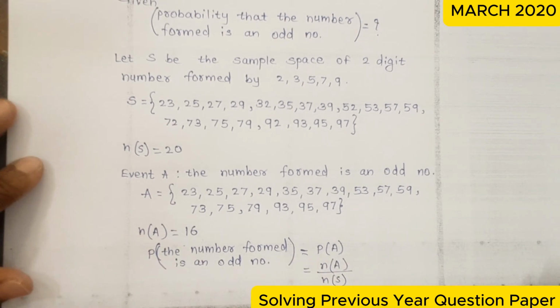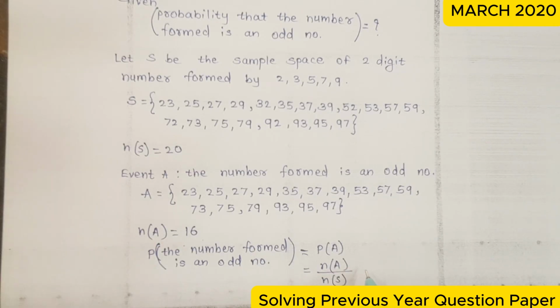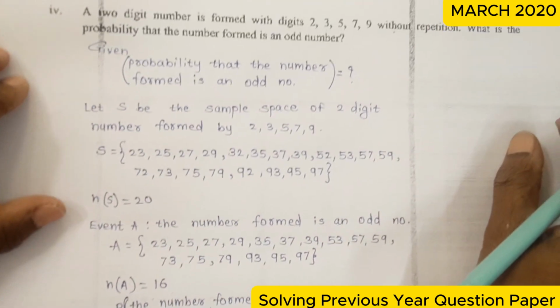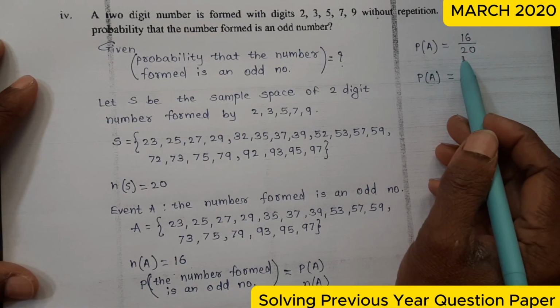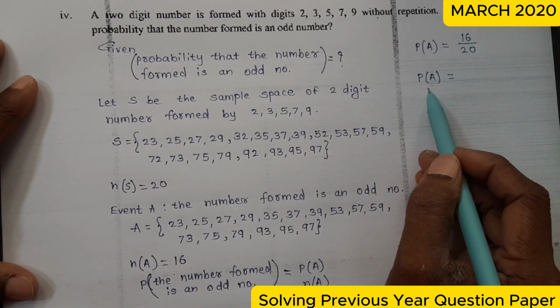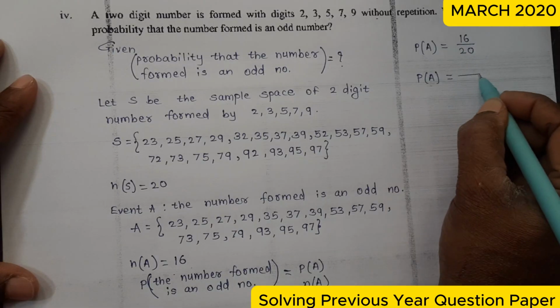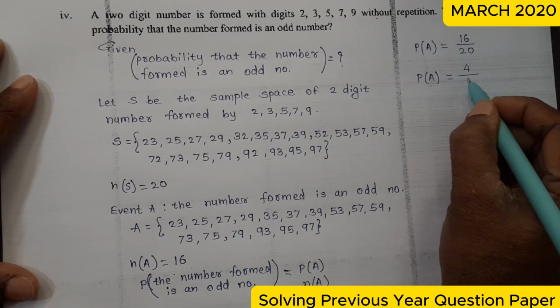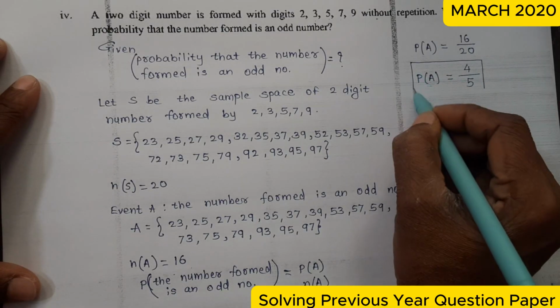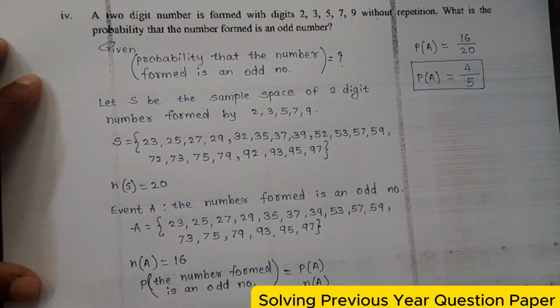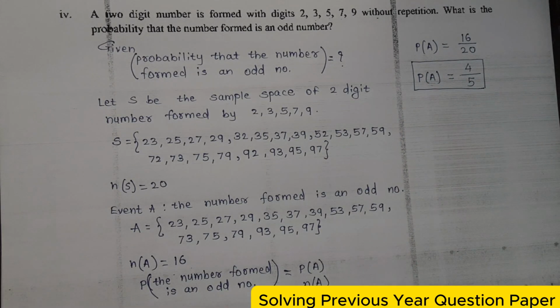So here I write probability of A is equal to 16 upon 20. In the simplest form, 4 4s are 16 and 4 5s are 20. So P of A is equal to 4 upon 5. Very easy, students. Okay, then the next example, students, see here.